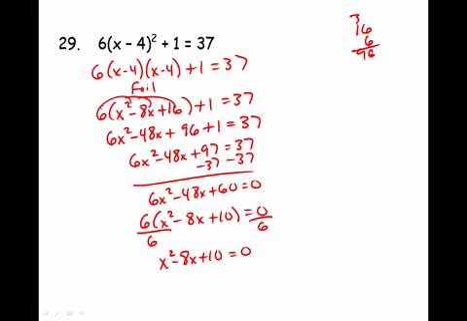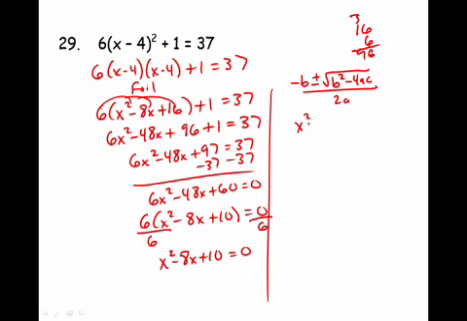So you have two choices. You can either solve this problem by completing the square, or you can use the quadratic formula. If you're going to use the quadratic formula, it's negative b plus or minus the square root of b squared minus 4ac all over 2a. I'm going to go ahead and use the completing the square method on this one. So the first thing I'm going to do is add 10 or subtract 10 from both sides, excuse me.